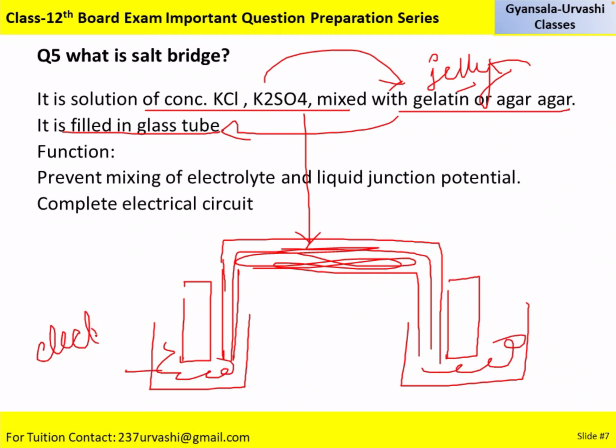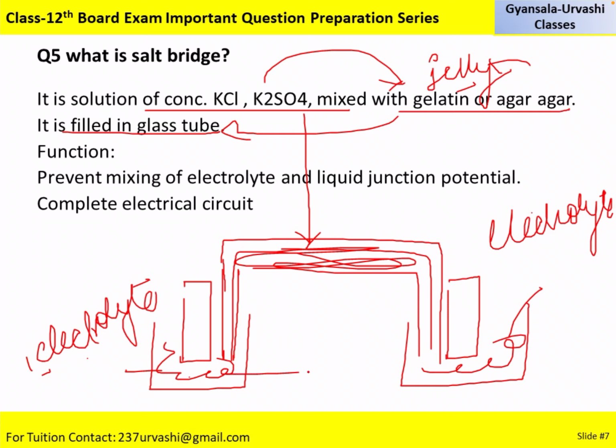So we started by saying that a galvanic cell contains two electrolytes. One electrolyte will be in this beaker, another electrolyte will be in the other beaker. Now what I wanted to do was make sure that these two electrolytes do not get mixed with each other. There should be no mixing of electrolyte. Who will prevent it? Your salt bridge will prevent it. So this tube right here, this salt bridge, will prevent mixing of electrolyte.